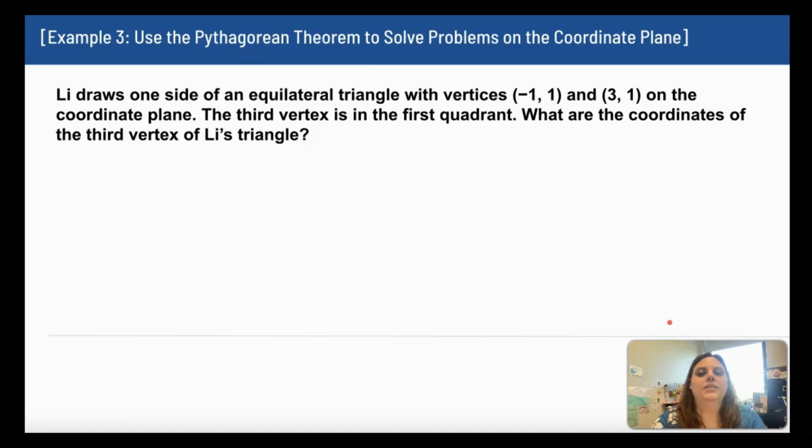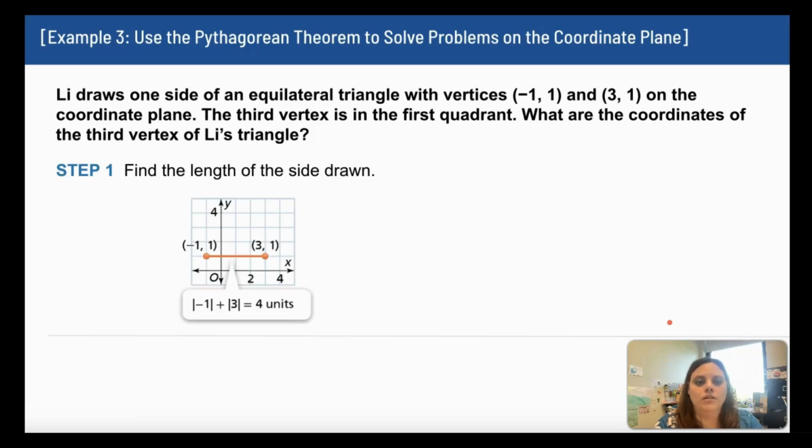Our final example is going to use the Pythagorean theorem to solve different problems on the coordinate plane. Lee draws one side of an equilateral triangle with vertices at -1, 1 and 3, 1 on a coordinate plane. The third vertex is in the first quadrant. What are the coordinates of the third vertex? So this is going to require us to draw a picture. We know that here are the 2 points they gave us graphed, and the distance between them is 4.